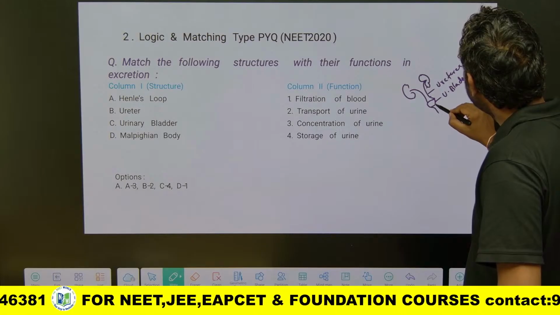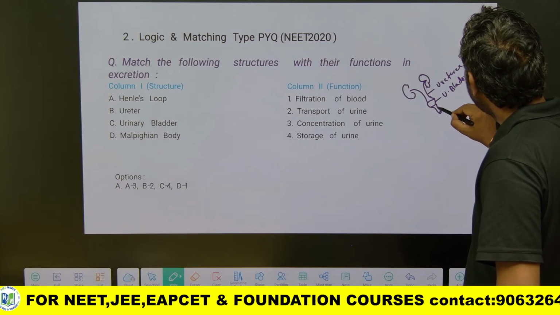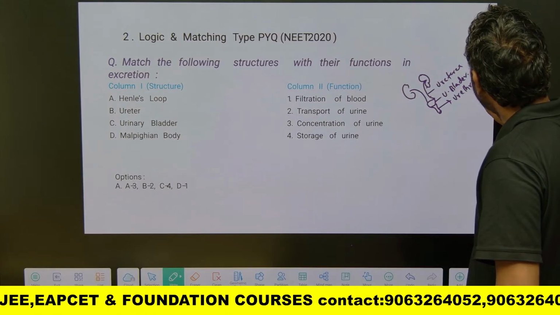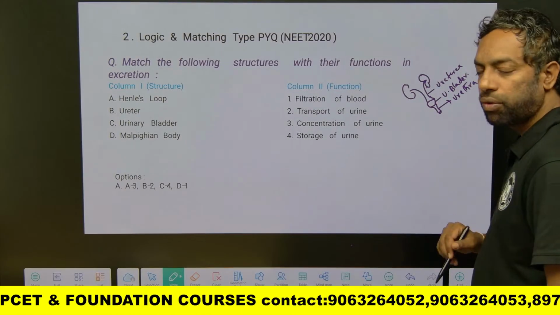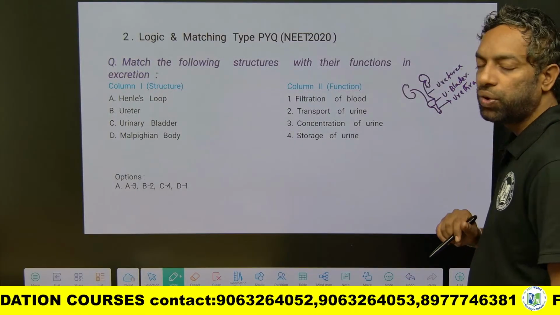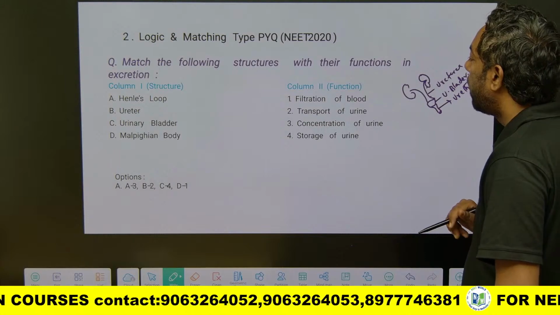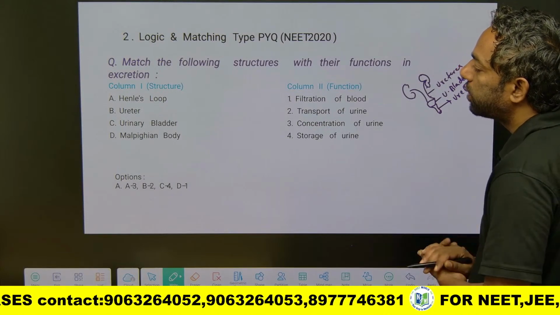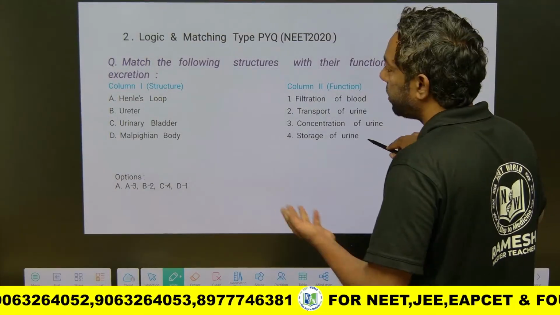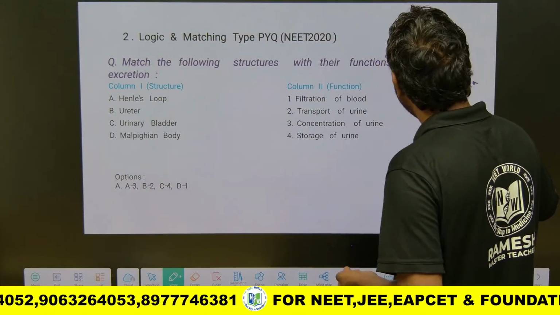The urinary bladder excretes through the urethra. So 2 kidneys, 2 ureters, 1 urinary bladder and 1 urethra. This is about the human excretory system, and here is the start of the loop of Henle and the Malpighian body.